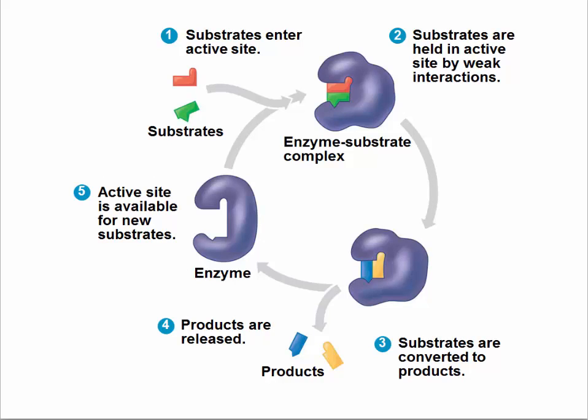So, number 1, here we are. We have 2 substrates entering the active site. One is green, one is sort of a pinkish color. The enzyme is this purplish blue blob. And the 2 substrates will go and bind in the active site, and you get an enzyme-substrate complex. And the substrates are held there by weak interactions. And then they're converted into products while there. And then the products are released, and the enzyme is now available again for new substrates. And this goes on all the time.